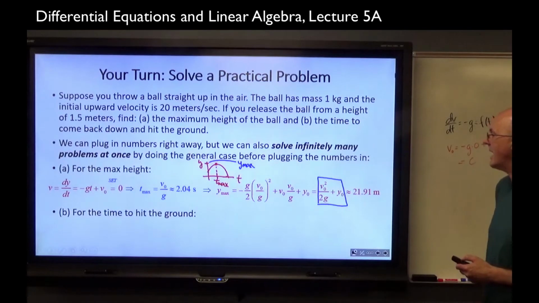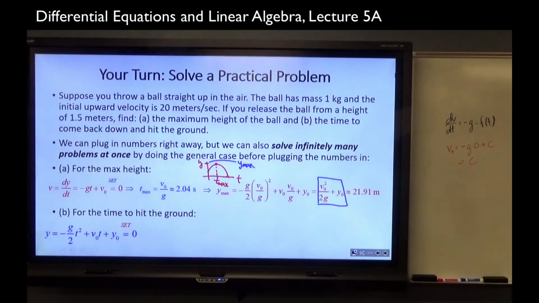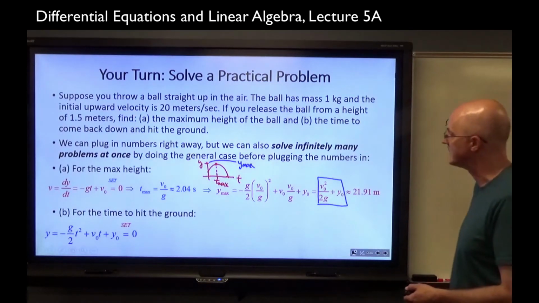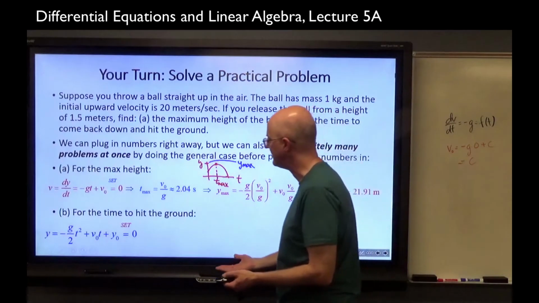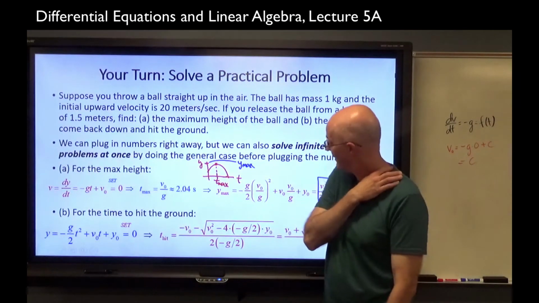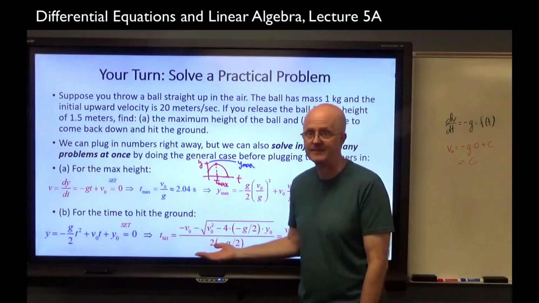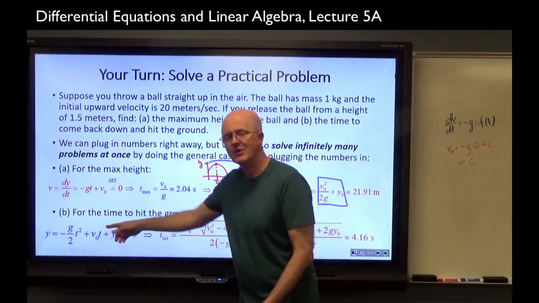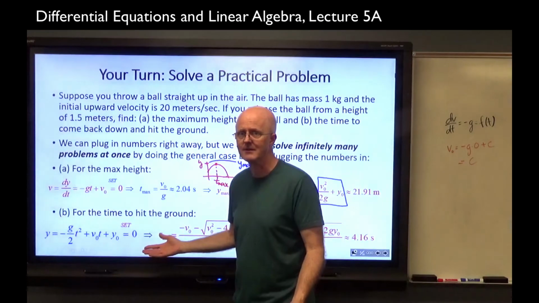For the time to hit the ground, we need to set the height equal to 0. The ground is height 0. So set that equal to 0 and solve for t. T hit. Maybe it would have been better to call that t ground. By hit, I mean hit the ground. It's a quadratic function of t. I need the quadratic formula.